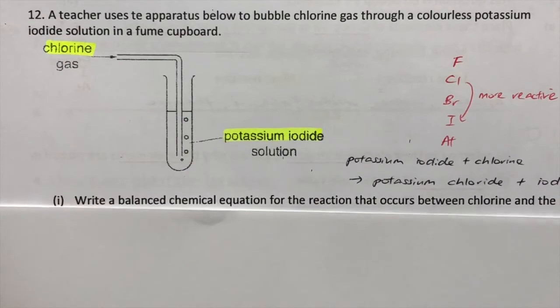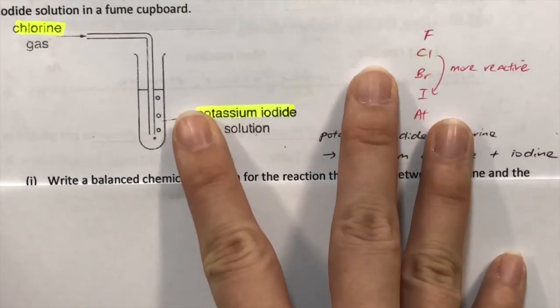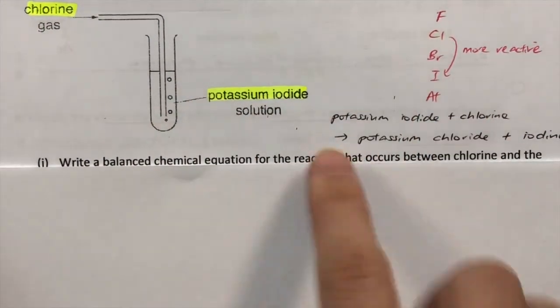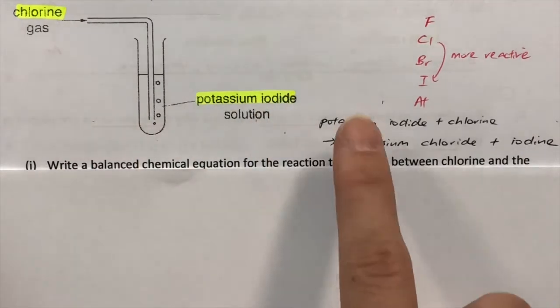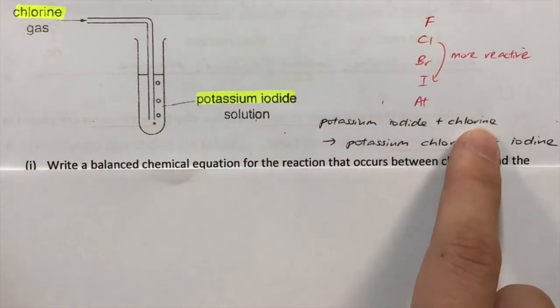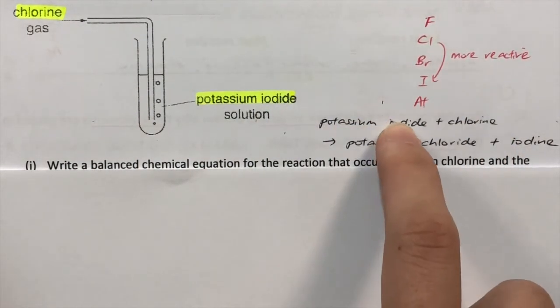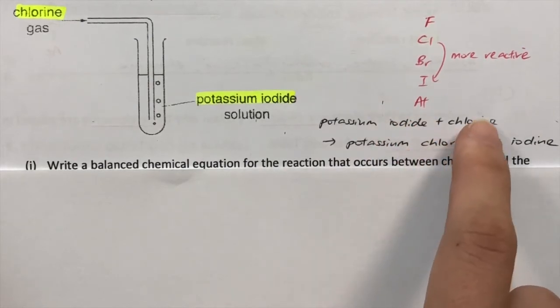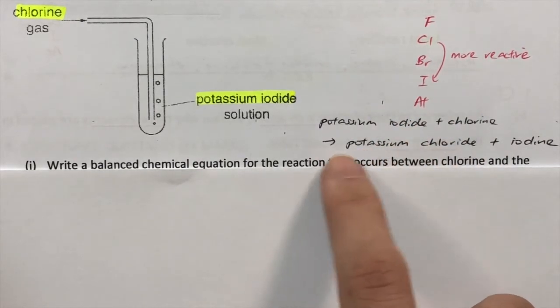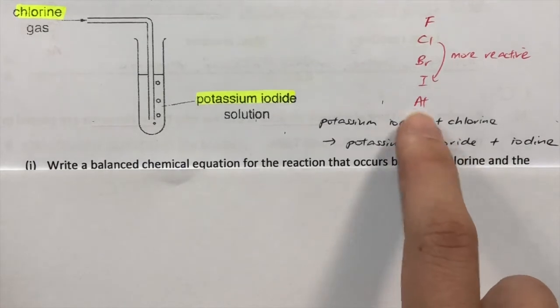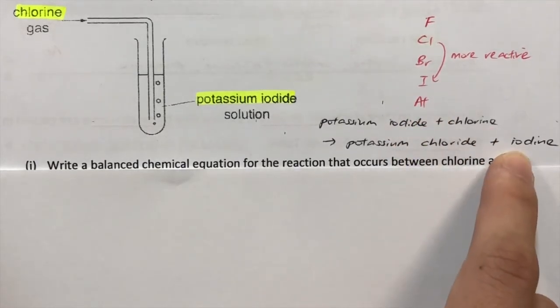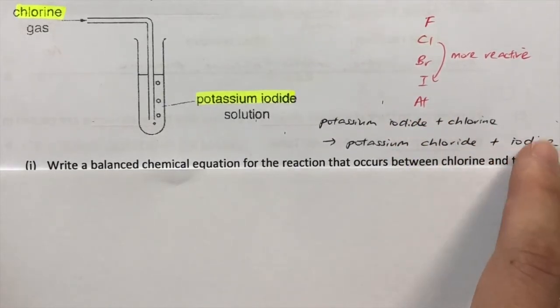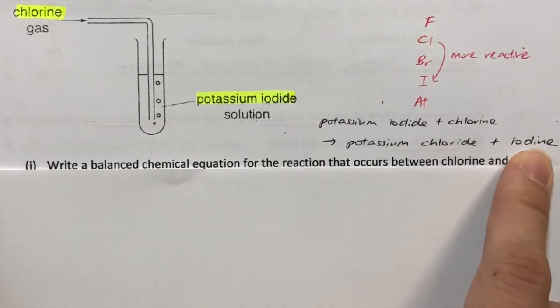So we write out the reaction as follows in words first, where potassium iodide plus chlorine, the chlorine will displace iodine. So now chlorine is with potassium and you get potassium chloride, and iodide is removed and displaced, and it's formed as iodine on its own.